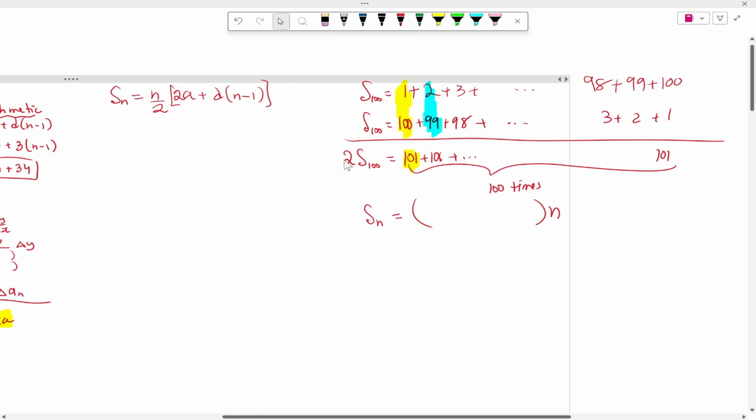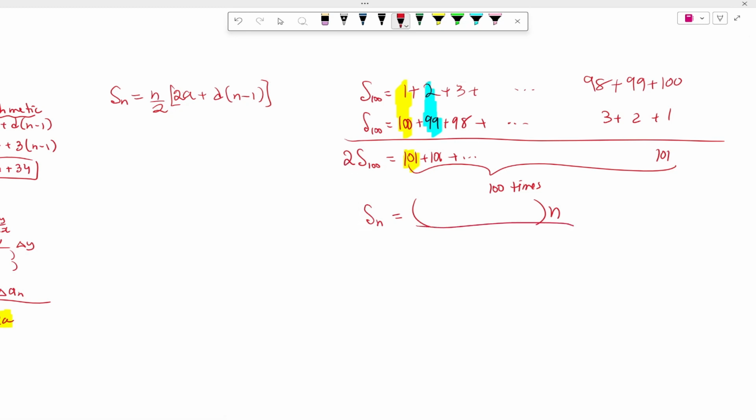This 2, we need to divide out. So that's where the n over 2 comes from in the formula. Do you see that? And then in terms of the rest of it, well, think about it. This first term is the a, or a1. This 100th term is the an itself, the last term, which has a general formula a plus d times n minus 1.